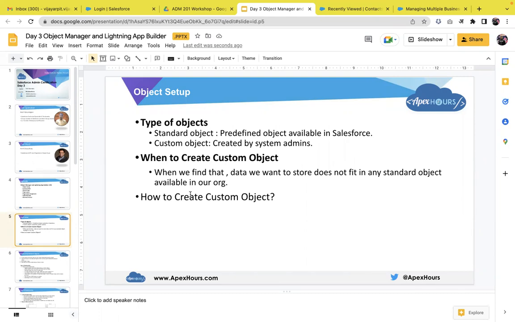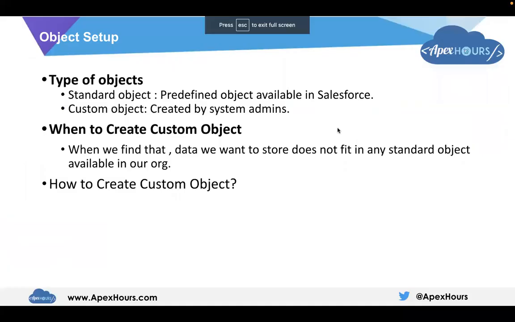When we find that the data we want to store doesn't fit in any standard object available in our org, then we usually go for a custom object. Otherwise, wherever possible, we always try to utilize the standard objects. I will walk you through some standard objects, and also how we can create a custom object.